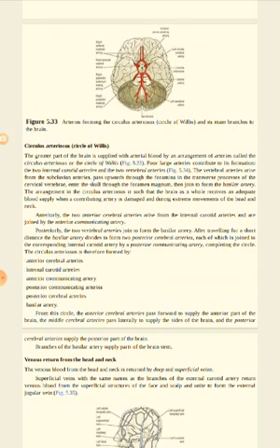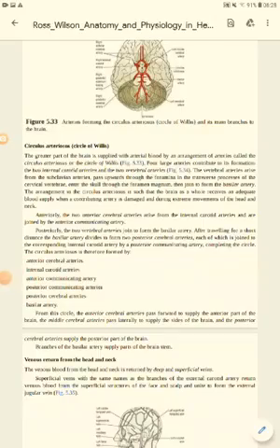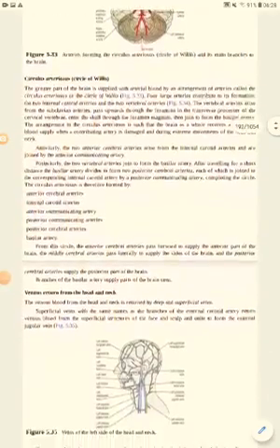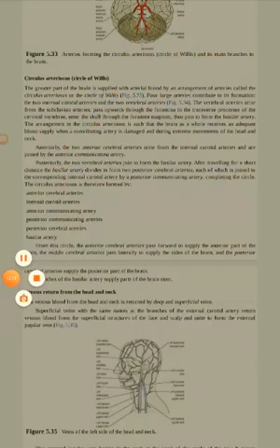Now, venous return from the head and neck. How is the venous blood returned from the head and neck region? The venous return from the head and neck is through superficial and deep veins.